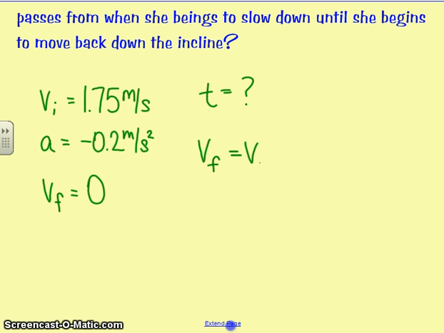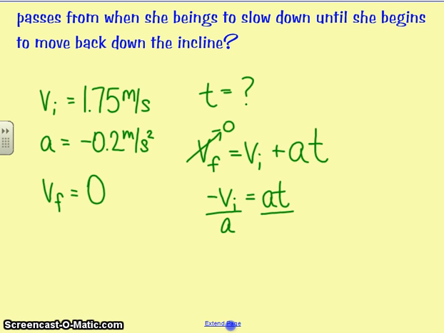V final equals V initial plus acceleration times time. I'm going to cross out that V final because I know that it's 0. So I'll cross it out with an arrow and a 0 at the end. I want to solve for time. So to solve for time, I need to subtract V initial from both sides, and then divide both sides by acceleration.